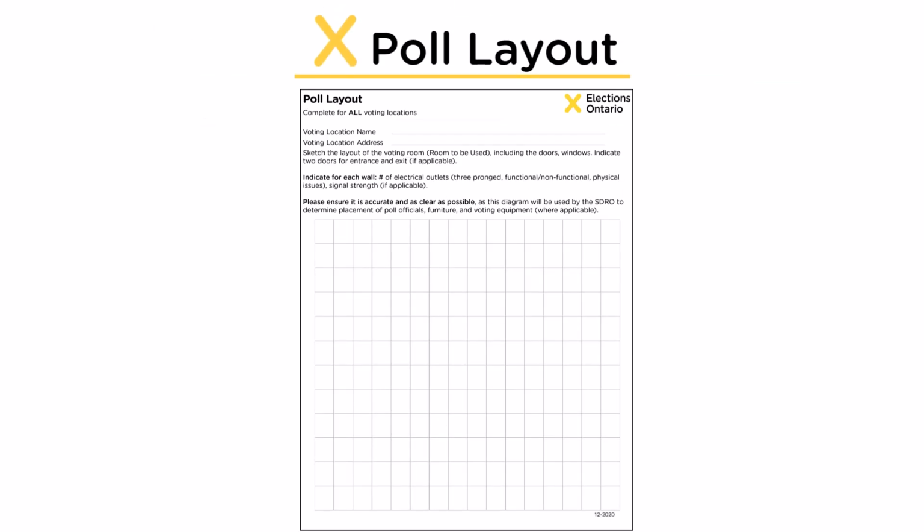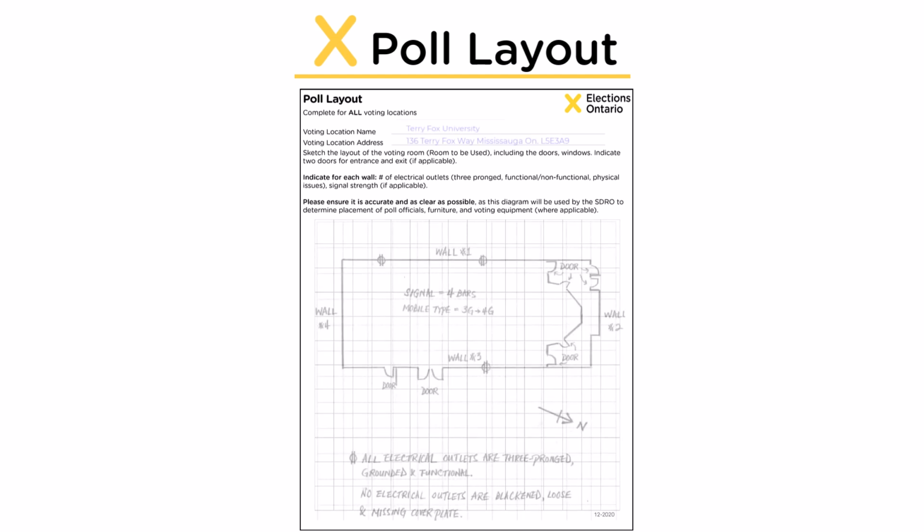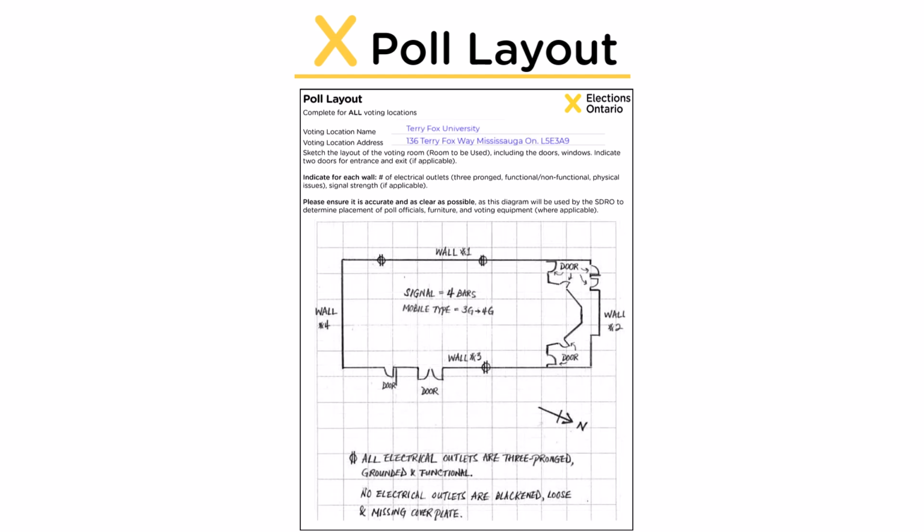The next section is the poll layout page. On this page, you will draw a clear diagram of the voting room's layout to assist with the poll setup. This includes the furniture, placement of staff, and the technology equipment, if applicable. You must draw one for each location.